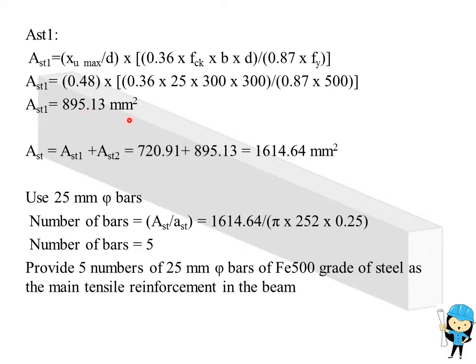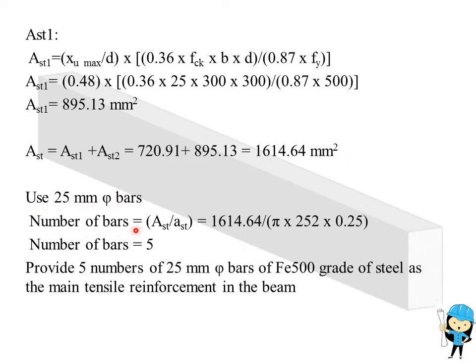895.13 mm square. Therefore, area of tension reinforcement is equal to AST1 plus AST2, that is 720.91 plus 895.13, which is equal to 1614.64 mm square. So we are using 25 mm dia bars.